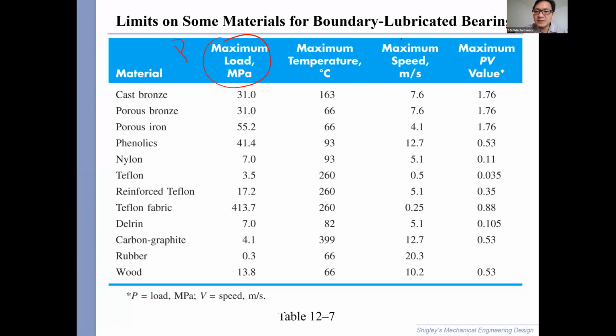First, we're going to consider maximum load, maximum speed, and maximum PV. Okay, so this is P, V, and PV. Now, if you think about P multiplied by V, it really is power, because P is related to force, and force multiplied by velocity is really instantaneous power. When you have friction, you have heat. This is the heat generated, measured in terms of watts, basically, right? How much heat are you putting into the bearings due to this friction?